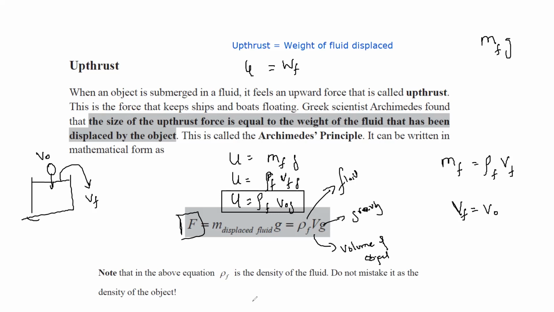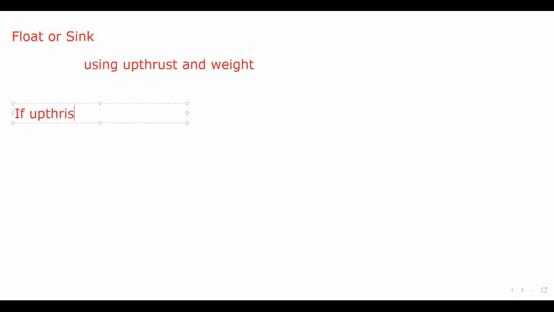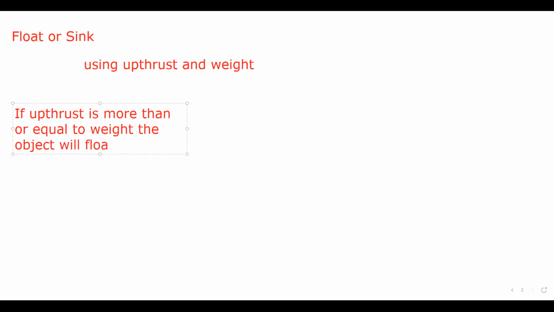And in the same way, using the upthrust, we can also explain whether the object will float or sink. How can we identify whether the object will float or sink? Using the upthrust and weight. If the upthrust is more than or equal to the weight, the object will float.